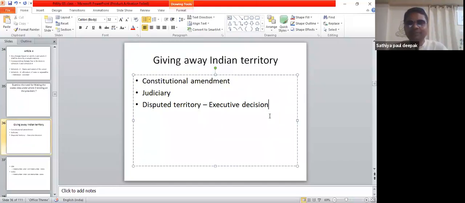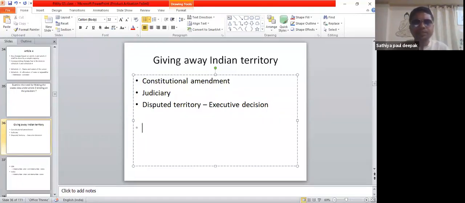Because the educated will do corruption in a scientific way, without even knowing what is corruption, or so that you cannot legally catch that person. Like that, they will do corruption. So that is why there should be a mix of both: a temporary political person and a permanent bureaucrat. Fine. So now, giving away a territory through a constitutional amendment, fine.